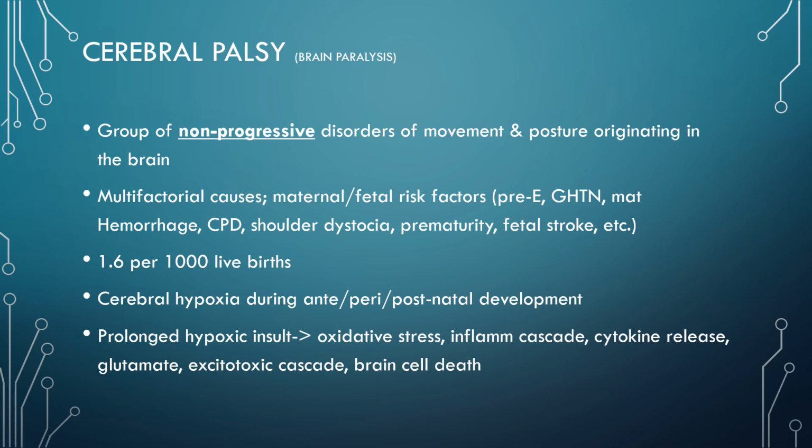So this is a group of non-progressive disorders of movement and posture that originate not in the periphery, but in the brain. And what we mean by non-progressive is that this injury occurred at one time, damaged the motor tracts or motor control segments of the brain. This is not something that, like with Alzheimer's or Parkinson's, gets worse over time. This is a one-time deal that causes long-term, stable damage though.